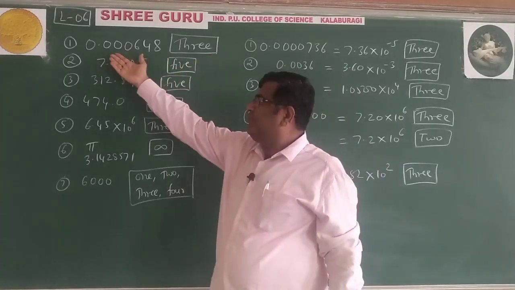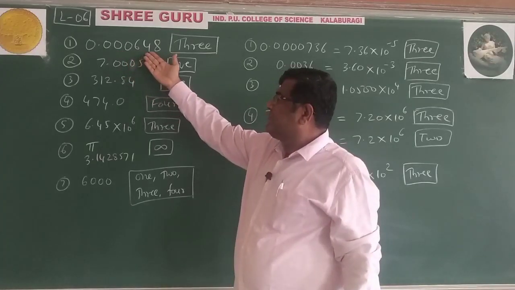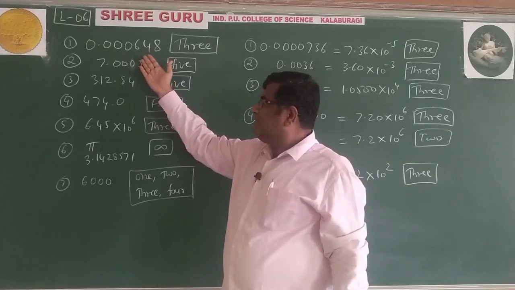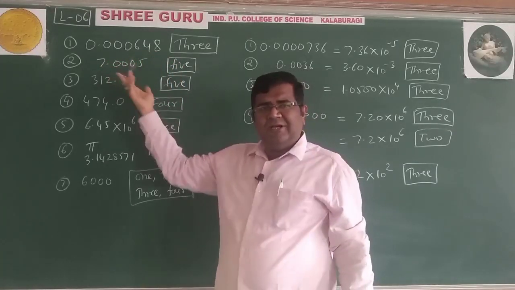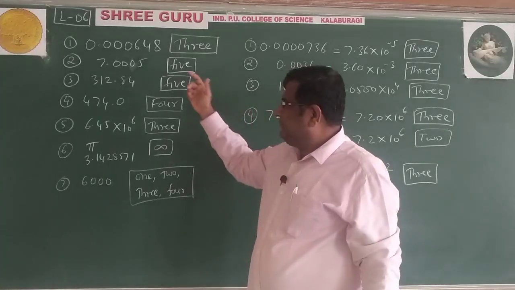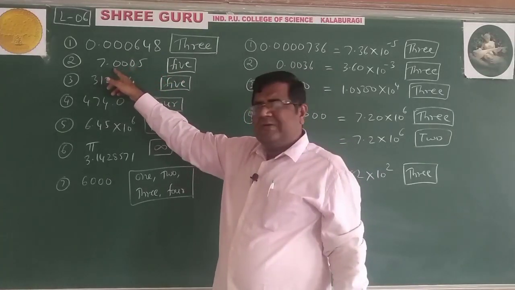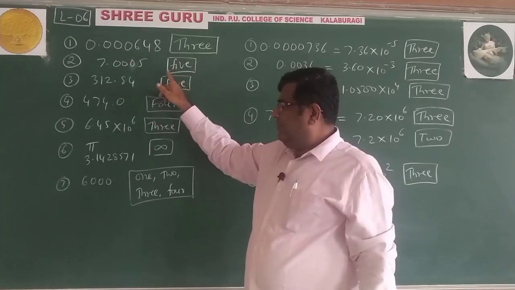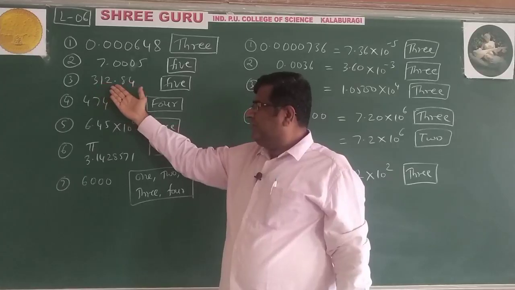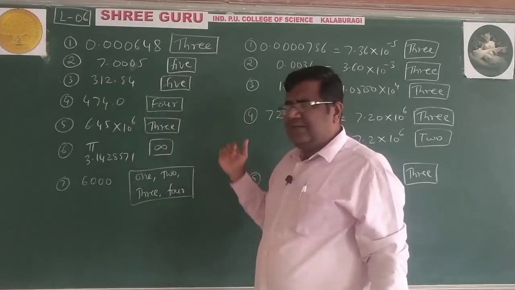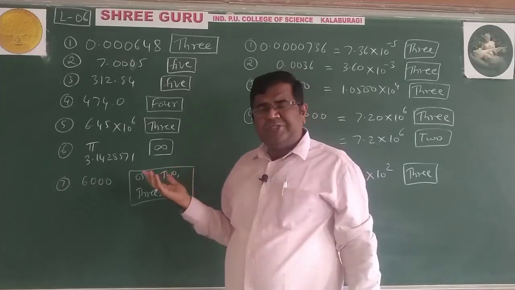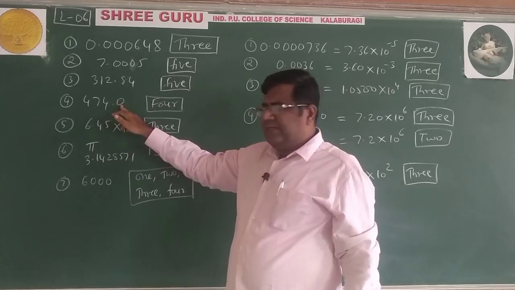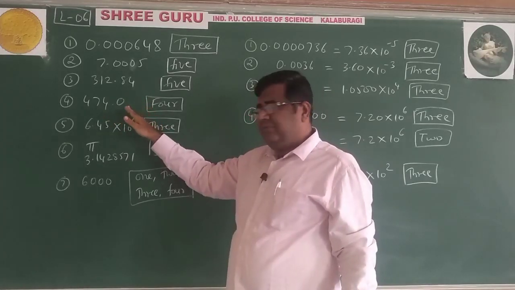This number is given: 0.000648, and we said that only 3 significant figures are there because the zeros placed to the left are insignificant. Then these zeros are significant because they are between two non-zero digits. So 1, 2, 3, 4, 5. All the non-zero digits are significant. The decimal point is not counted as a significant figure. 1, 2, 3, 4: this is significant because it is to the right of the decimal point.